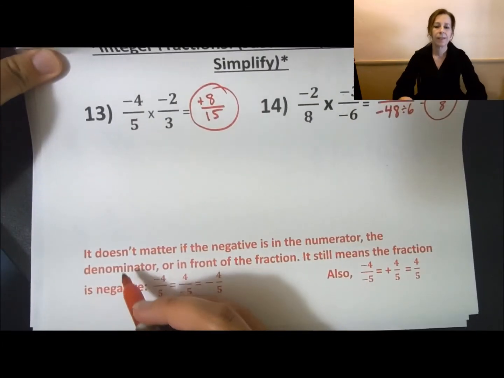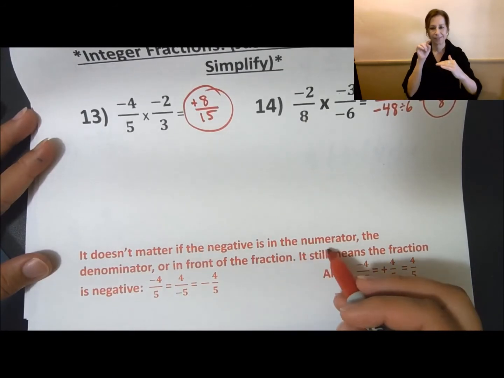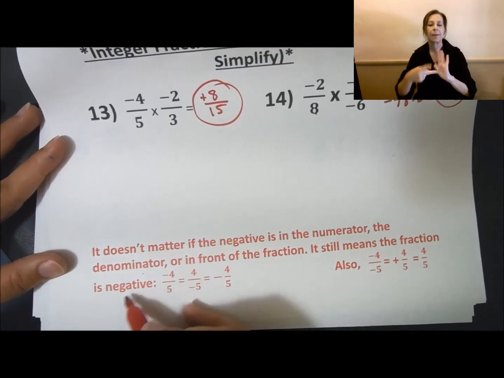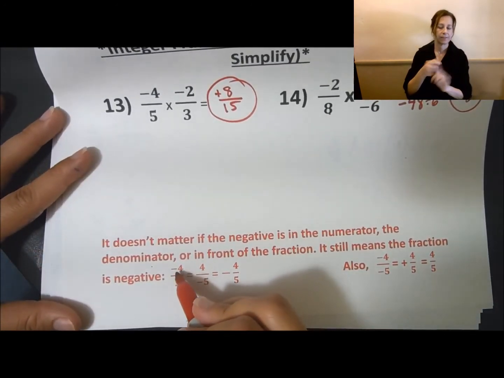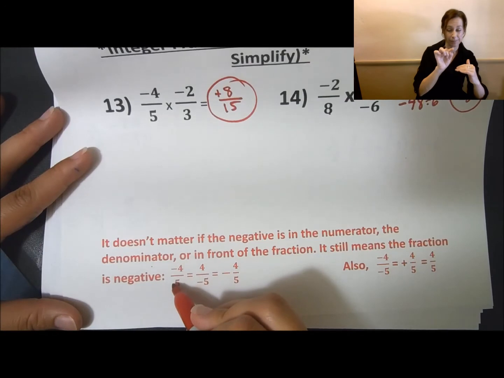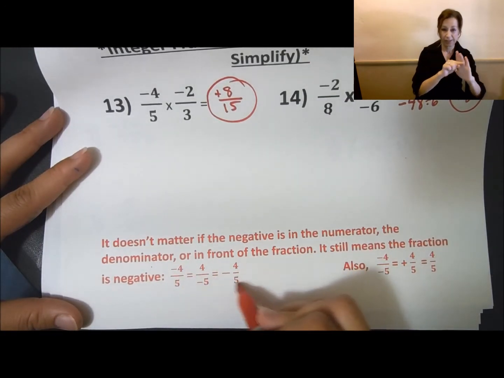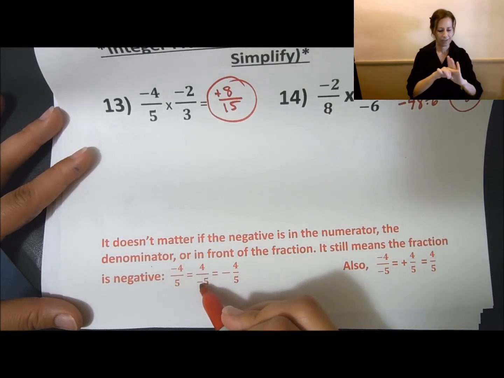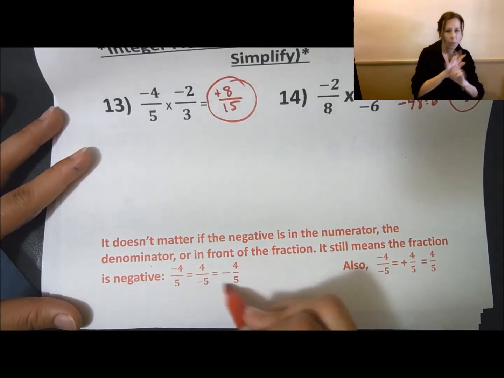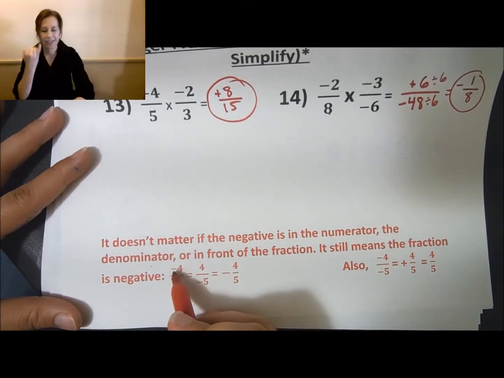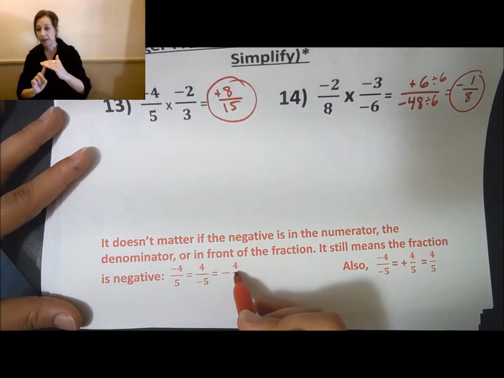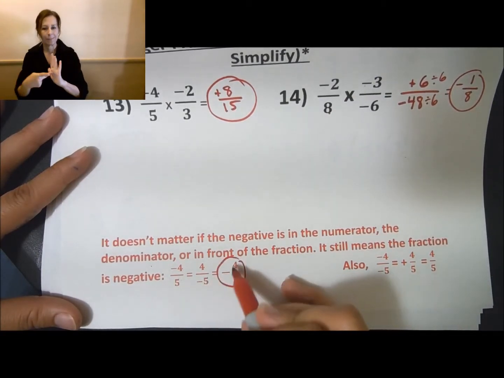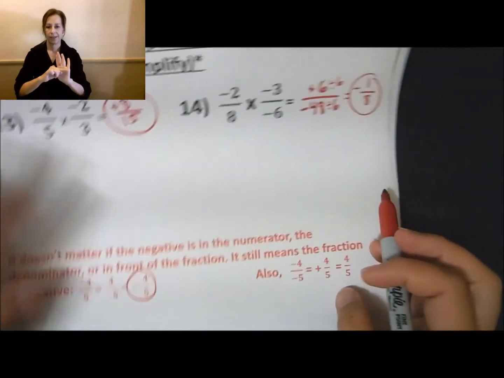It doesn't matter if the negative is in the numerator, the denominator, or in front of the fraction. It still means the fraction is negative. For example, if you have it on top, a negative divided by a positive is still a negative. It doesn't matter if it's on the bottom, because a positive divided by a negative is still a negative. So it does not matter if the negative is in the numerator, denominator, or in front. It means the whole thing is negative.